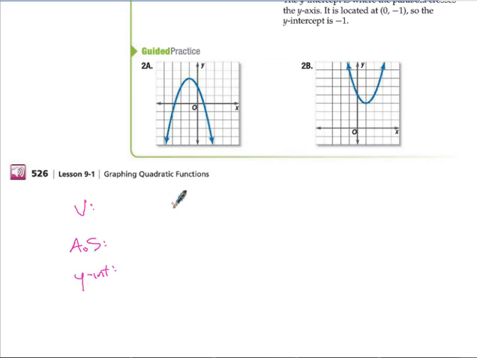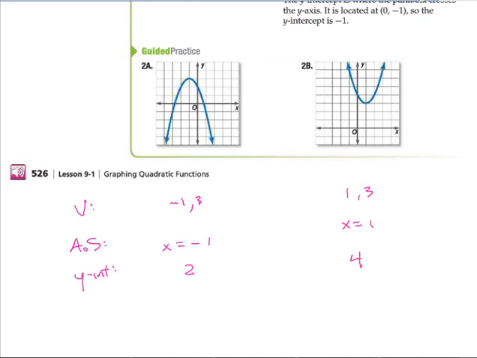All right, you've unpaused. Hopefully here you got negative 1, 3. The axis of symmetry is x equals negative 1, and the y-intercept is 2. For 2b, hopefully you got the vertex is at 1, 3. The axis of symmetry is x equals 1, and the y-intercept was 4.